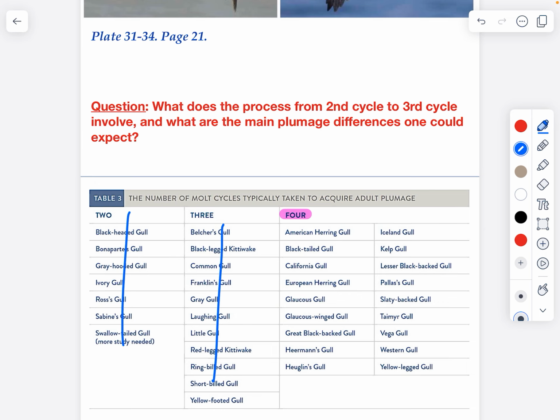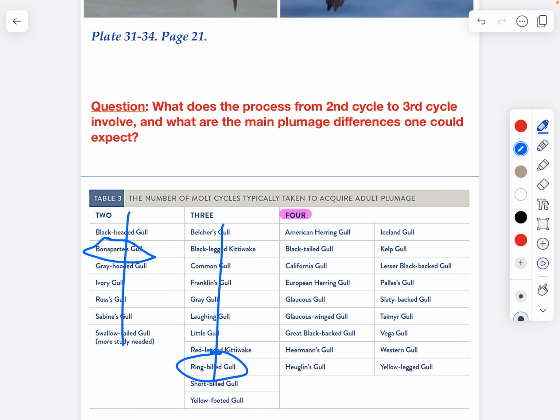We might make a distinction of adult basic, adult alternate, but overall, we really can't distinguish a third cycle Bonaparte's from a 10th cycle Bonaparte's, or a third cycle ring bill, say, from a 5th cycle ring bill. There might be some subtle features that look subadult-like, but overall, without life history, it's difficult to pin down third cycle with these type of species.